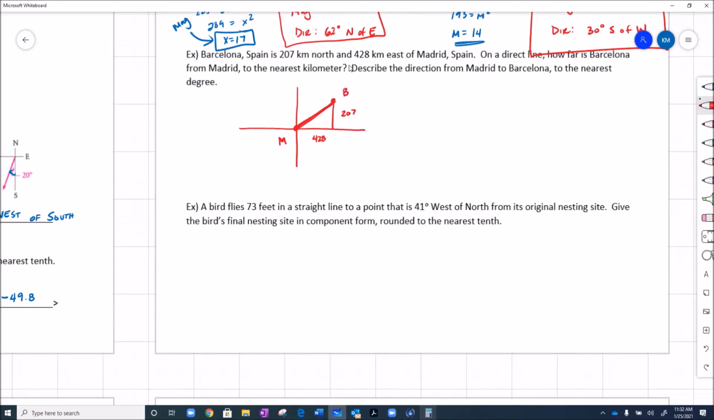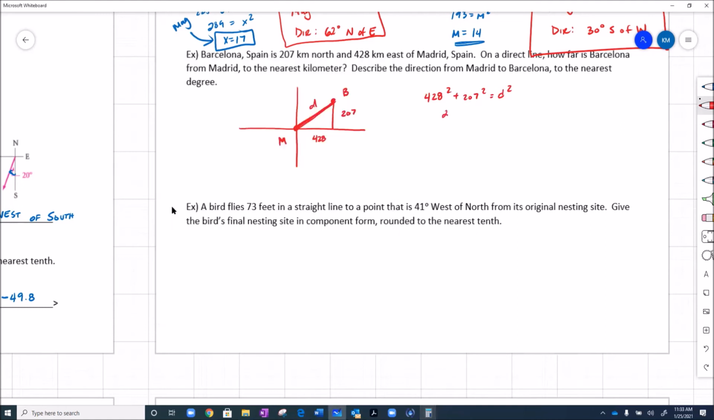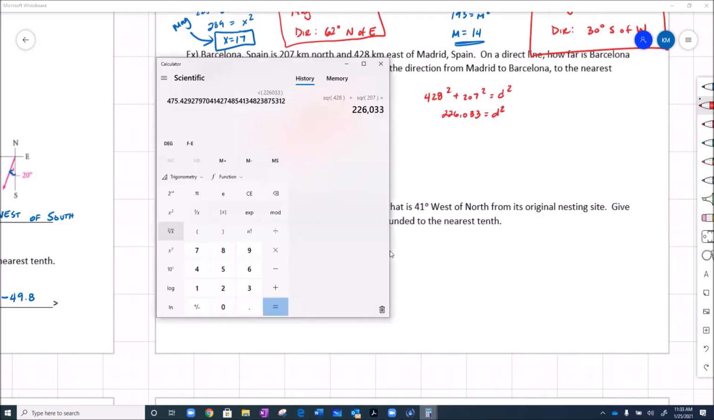All right. So we can find that using Pythagorean theorem. 428 squared plus 207 squared should equal, I'll just call it distance squared. All right. So use my calculator, 428 squared plus 207 squared. Okay. Equals 226,033. All right, equals d squared, right? And so in order to find out what that distance actually is, we have to take the square root of that answer. And that gives us 475.4.